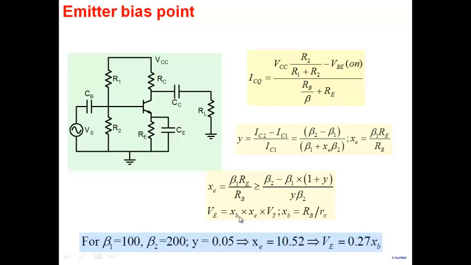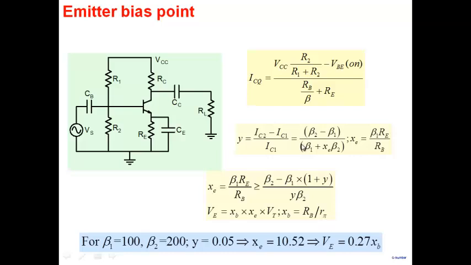You find you can derive from here the value of X, which is 10.52, which tells us that VE should be 0.27 times XB here. So XB, still we have to make a choice, XB being RB by R pi. From those considerations, if you're given beta 2 and beta 1, and from there you find out how much change you can tolerate, you can find out the value of VE. So again, to summarize, VE is determined by these two choices here, stability and this choice here, RB by R pi.